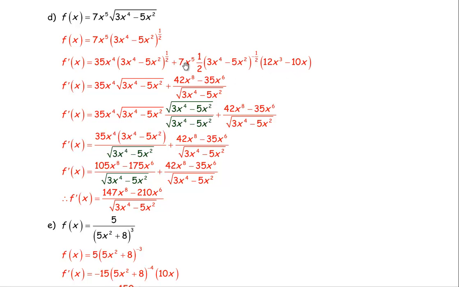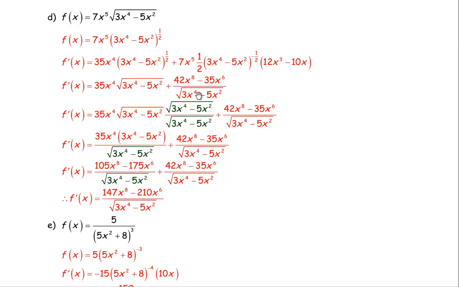And if you multiply the 7x to the 5th by those, 7x to the 5th by 6x cubed is 42x to the 8. And 7x to the 5th times the negative 5x would be negative 35x to the 6. So that's where that comes in the numerator.